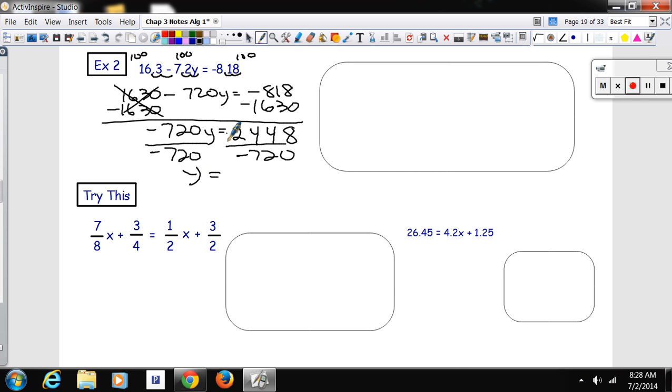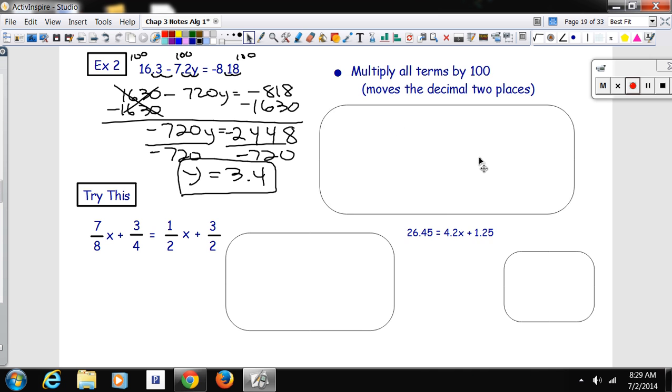This is actually negative 2448. These are both the same sign, so we got to keep it negative. So we're actually going to get a positive answer. And we probably need our calculators anyways. 2448 divided by 720. 3.4 is what you're going to get. Like I said, calculator age, you probably didn't even need to move the decimal over. You could have probably just kept it.